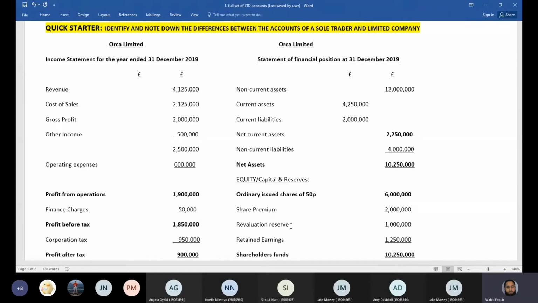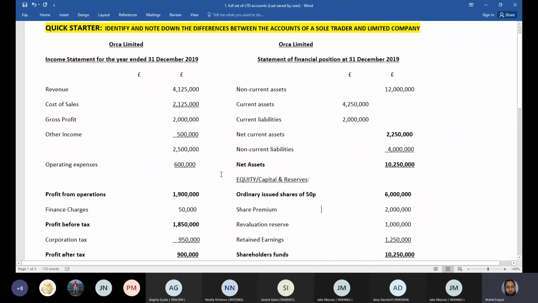Going back then, looking through the list, I really like Jake's point actually, which I'm going to emphasize again. Jake is saying non-current assets plus current assets minus current liabilities minus non-current liabilities gives you the net assets figure. In other words, this statement of financial position is no different to that of a sole trader. It is identical apart from the bottom half.